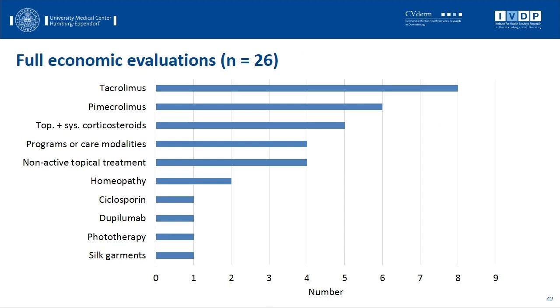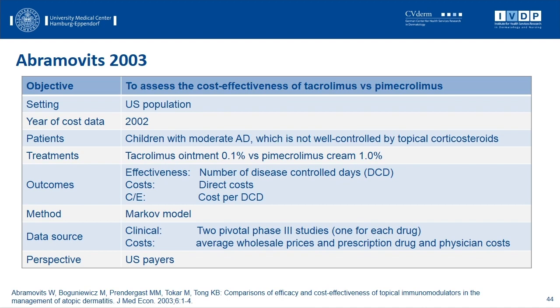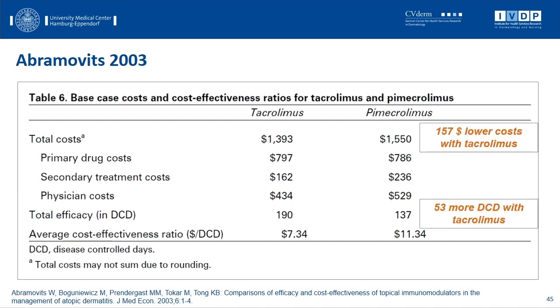Many different treatments were compared in health economic analyses, mostly tacrolimus and pimecrolimus. They were partly compared with each other and partly with standard treatment like corticosteroids. And here is one of the earliest examples of a comparison between tacrolimus and pimecrolimus. Here, Abramowitz et al. estimated in children the cost per disease-controlled day. And a disease-controlled day was defined as a day on which patients did not require any topical prescription therapy. So it was found that the use of tacrolimus resulted in lower costs, and tacrolimus showed more disease-controlled days. So the cost-effectiveness ratio was lower for tacrolimus, which means that tacrolimus was considered more cost-effective than pimecrolimus. So you need lower costs per 1 DCD.